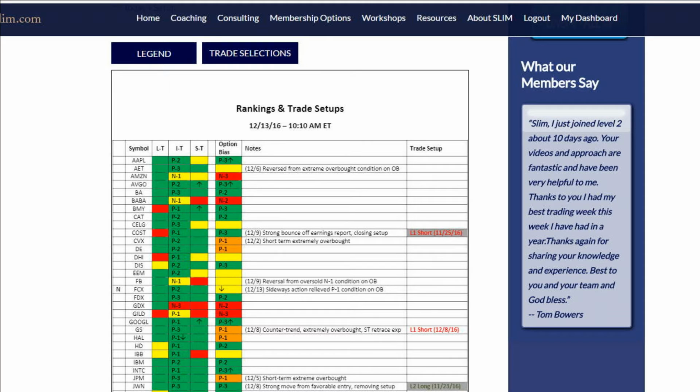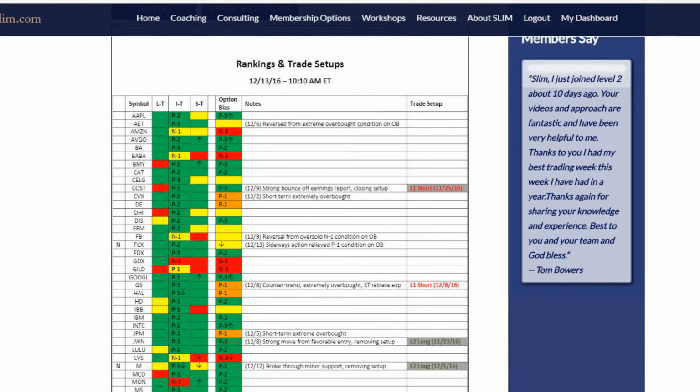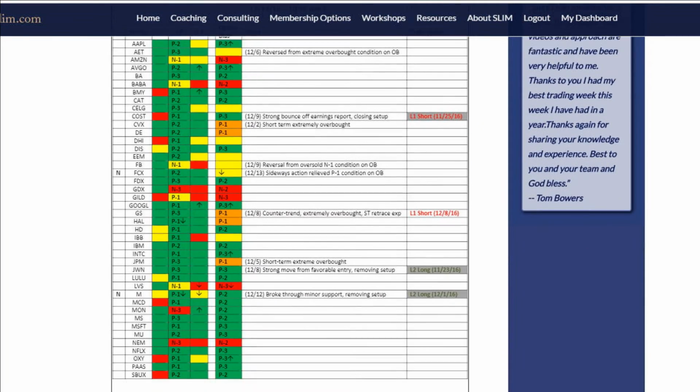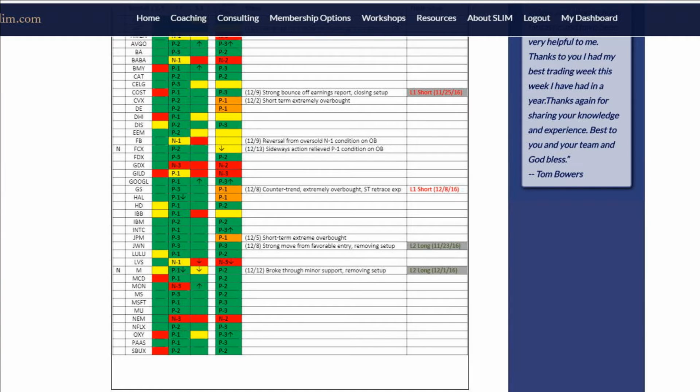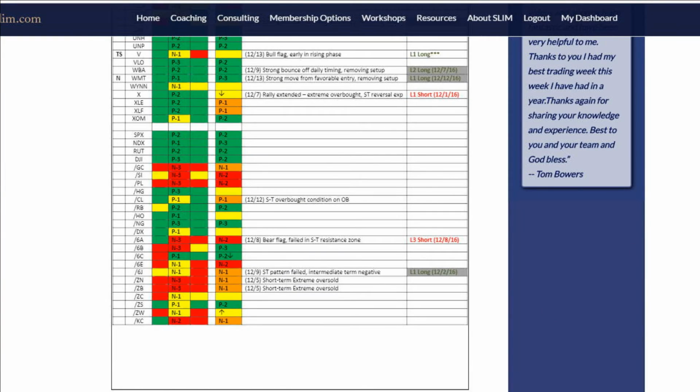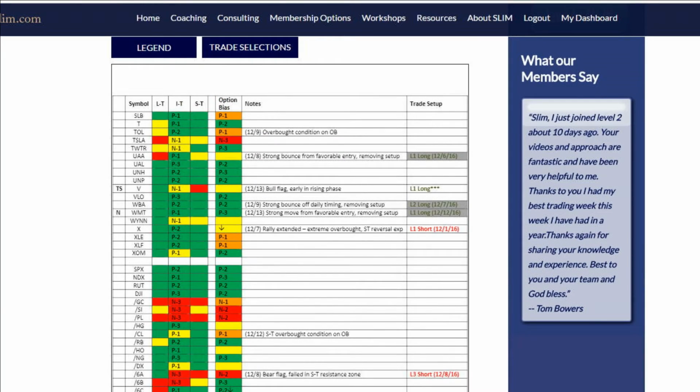Now we have a trade setup right over here, which is for a short-term retracement, which says level 1 short. That is the smallest position that we would put on because it's a counter trend trade. So that is a ton of information that you can see. I'm going to go back to the second page just so that you can see that.